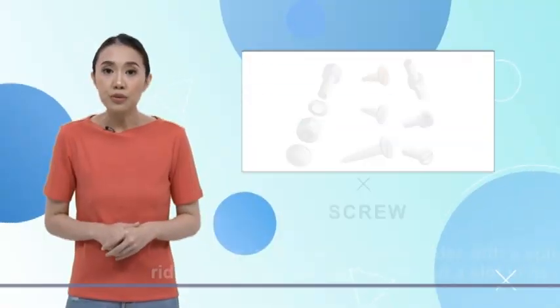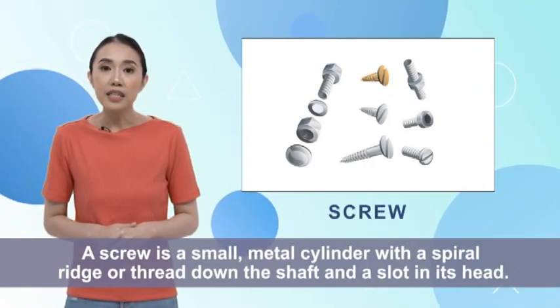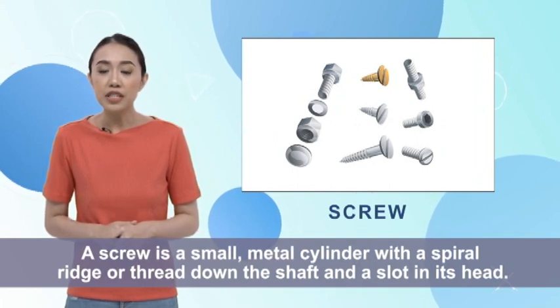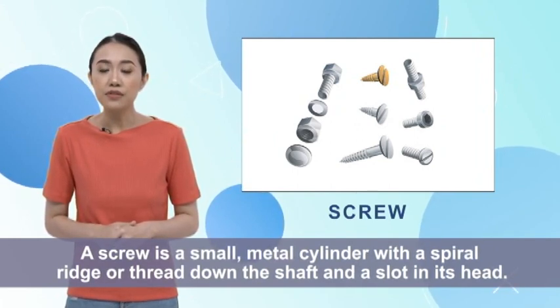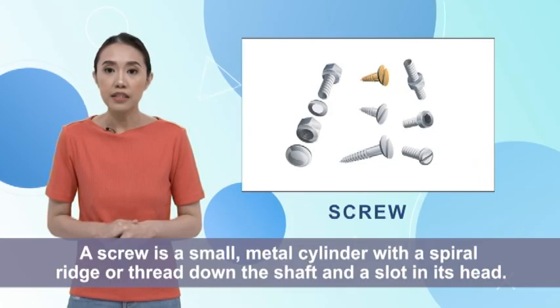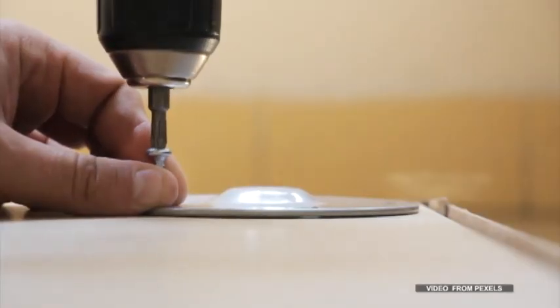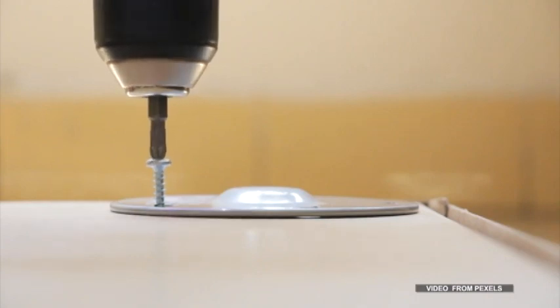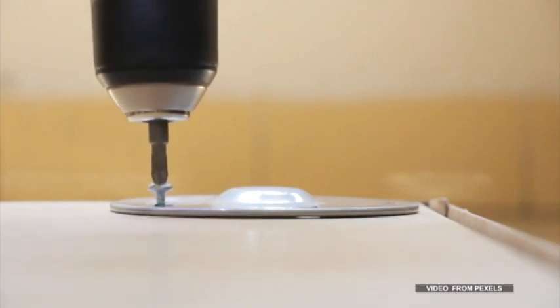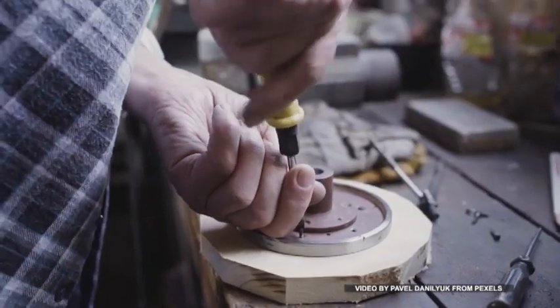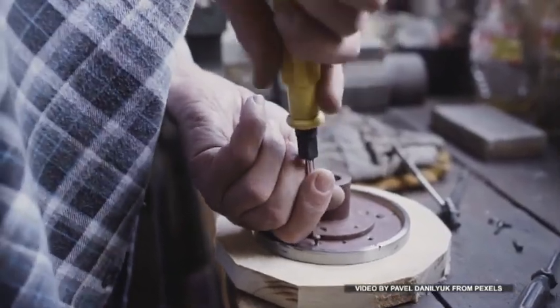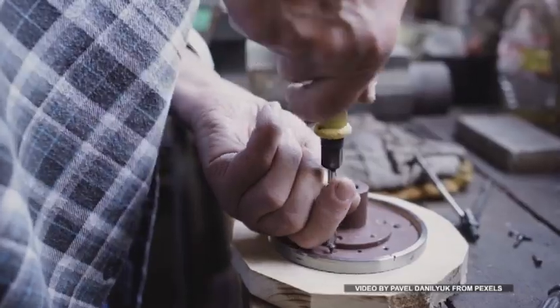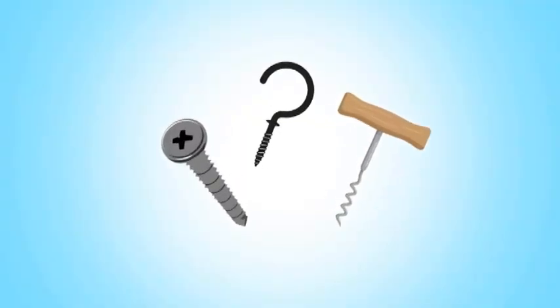A screw is a small, metal cylinder with a spiral ridge or thread down the shaft and a slot in its head, driven into position in wood, for example, by rotation using a screwdriver, usually used as a fastening device. A screw is a combination of an inclined plane and lever. Look at this illustration to see some examples of screws.